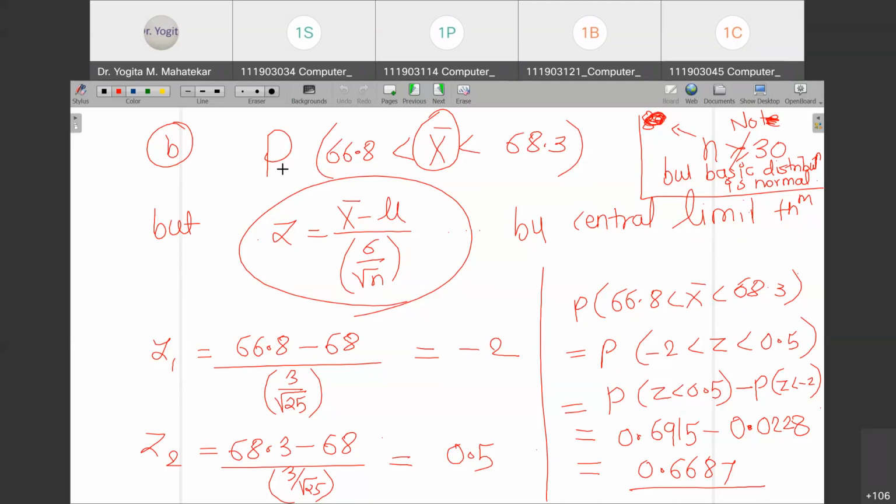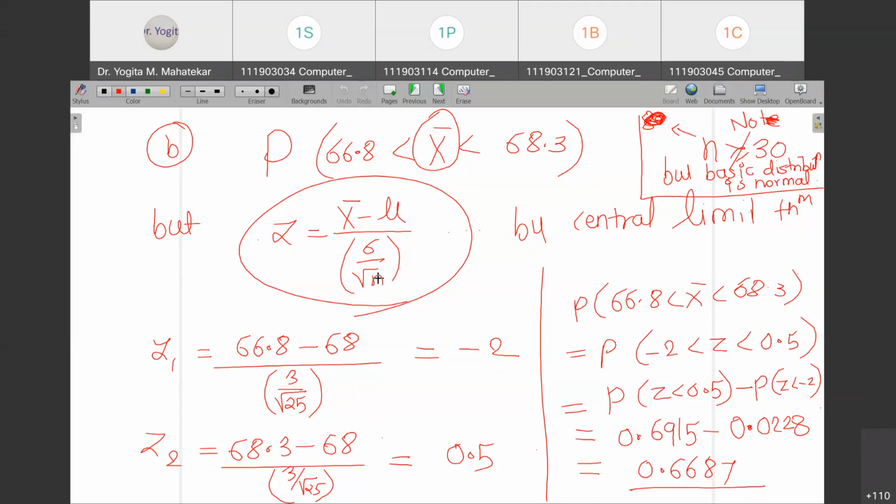And if I multiply this probability value by 100, I will get the percentage. How many percent out of 80 samples will lie between 66.8 and 68.3? And then we can find out how many samples will have their average lying in the given range. So this is how, later on, you know how to do it. It's mechanical. You have to find the corresponding standard random variable value corresponding to 66.8, which I'm getting as minus 2. I hope all of you have checked these calculations, which I hope are correct.